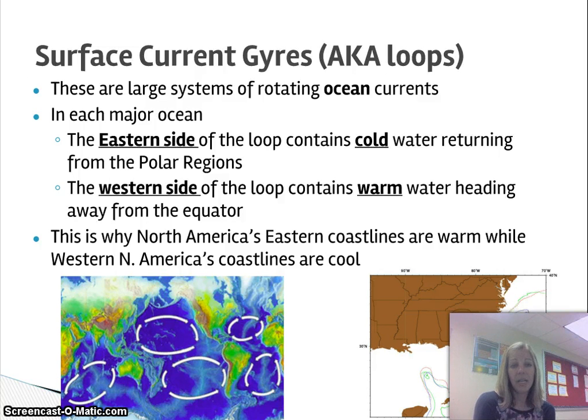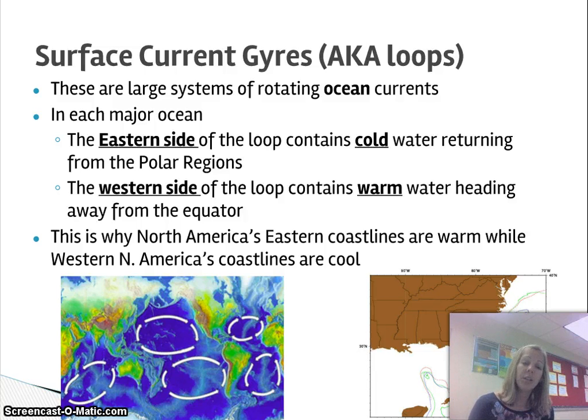However, in every major ocean, there's a gyre. And the eastern side of every gyre is cold because the water is coming from the pole area. And on the western side of the loop, the water is warm, and the reason why is that it's flowing from the equator. I like to remember that W, western, W, warm. They both start with W, and that's how I remember.